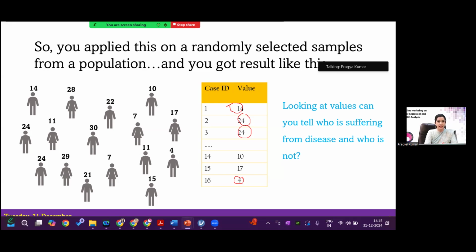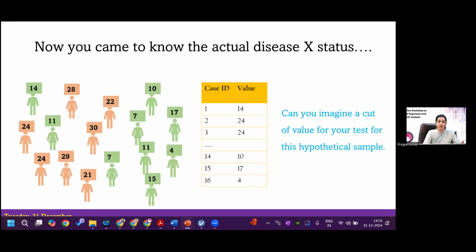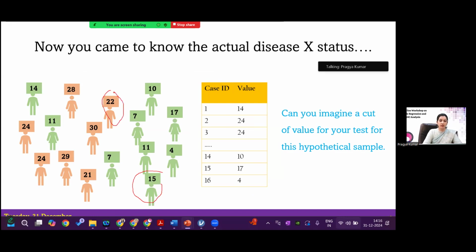Priyanka is saying no. Very true, because I don't have any other information regarding the disease condition or the cutoff. So here, all individuals marked in green are healthy, and the individuals marked in peach color with these values are diseased.